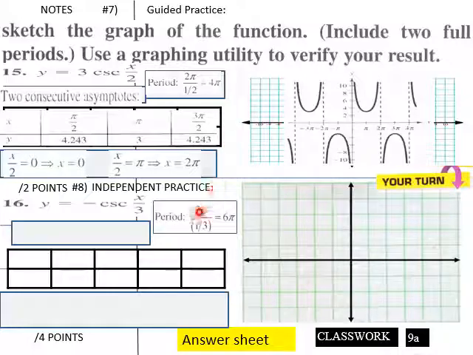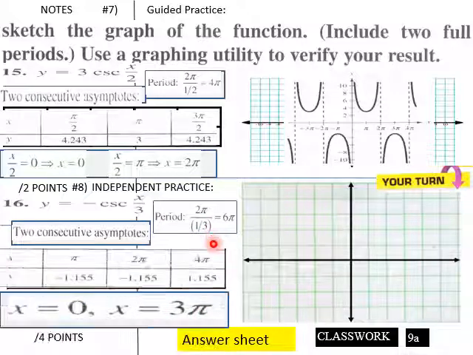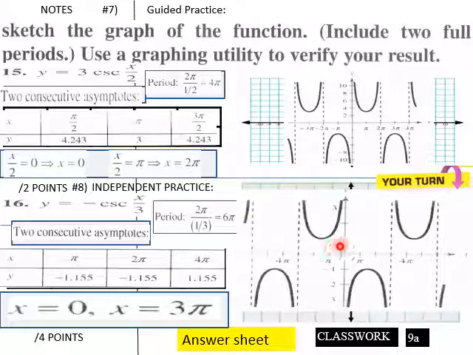And then down here for negative cosecant x over 3, we have 2 pi over 1 over 3, which gives us 6 pi as our period. So we have two consecutive asymptotes here at 0 and 3 pi as our vertical asymptotes. Here's your table for this function here. So these are pretty fine numbers, and then this is what it should look like here.